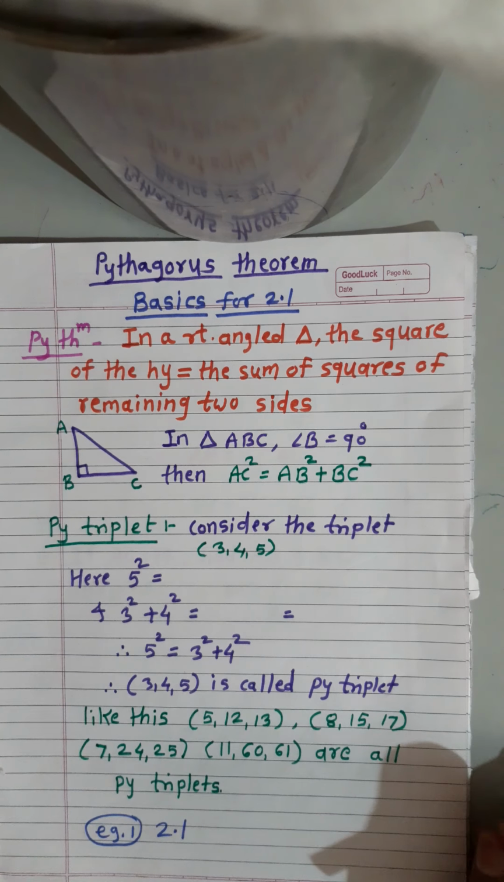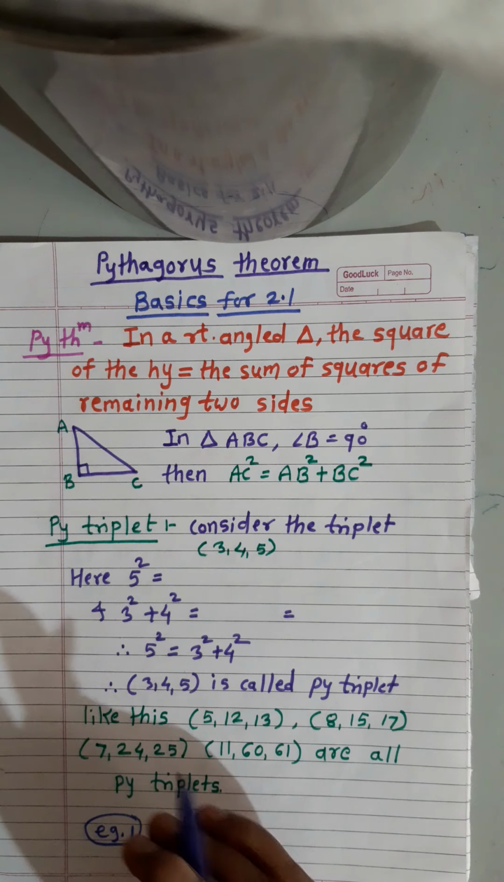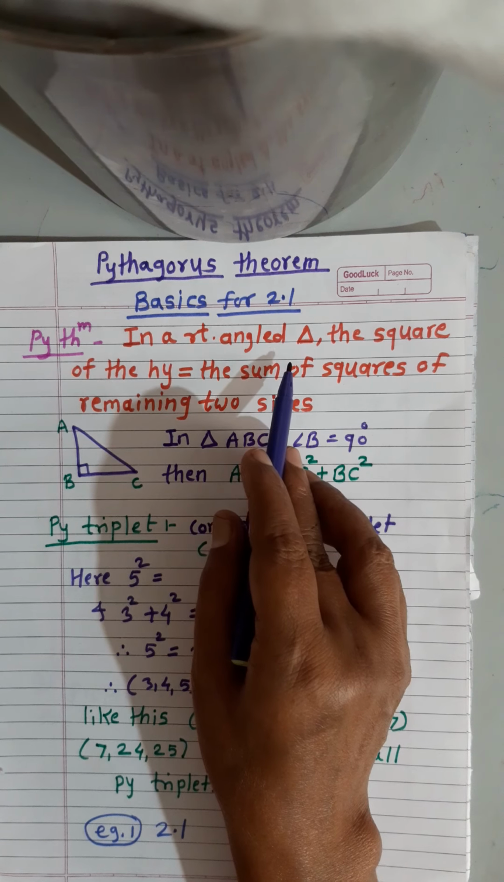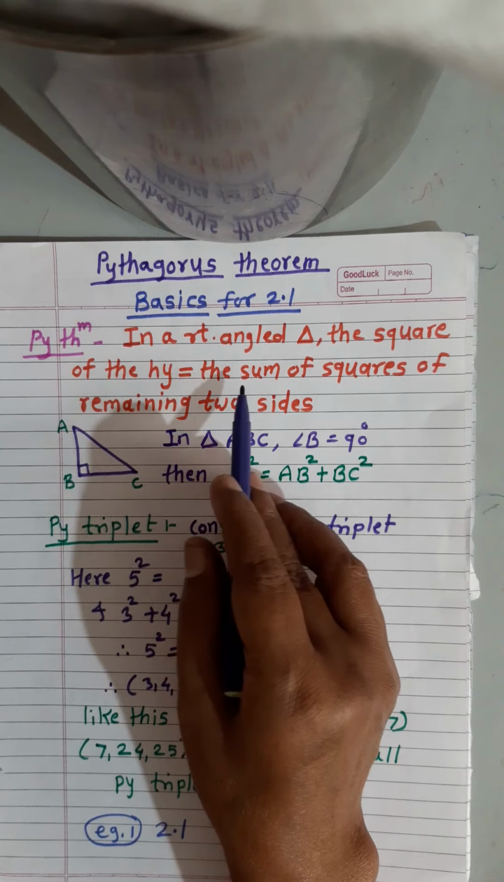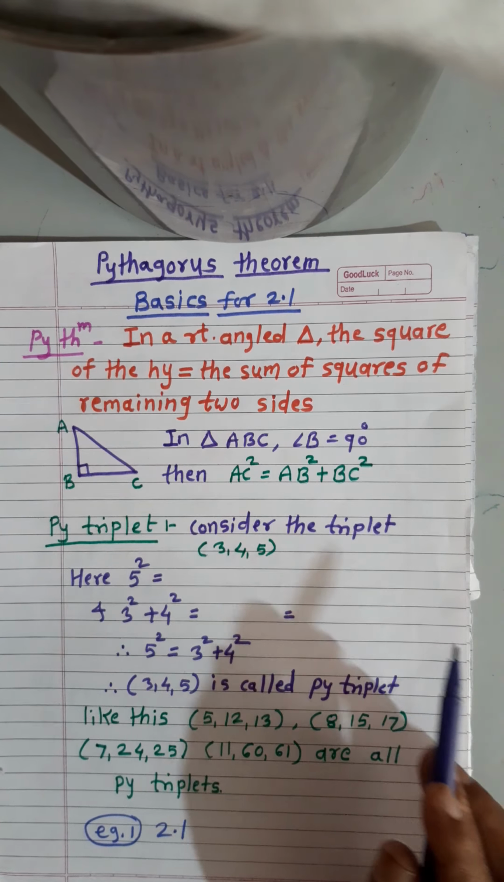The second chapter is Similarity? No, the second chapter is Pythagoras theorem. For this we first consider the basics for practice set 2.1. See, Pythagoras theorem: we know that in a right angle triangle, the square of the hypotenuse is equal to the sum of the squares of the remaining two sides.